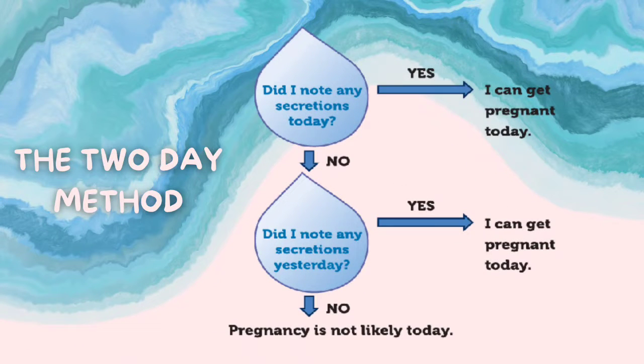In the 2-day method, you check your cervical mucus at least twice a day and then ask yourself these 2 questions. Did I note any secretions today? If the answer is yes, then you can get pregnant today. And if the answer is no, ask yourself another question. Did I note any secretion yesterday? If the answer is yes, you can get pregnant today. And if the answer is no, pregnancy is not likely today.